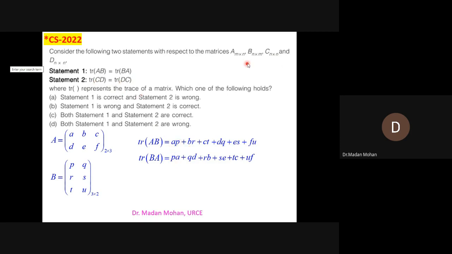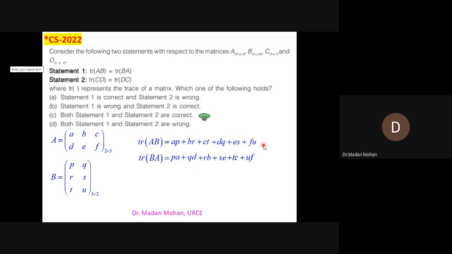By similar logic, AB, BA, whatever the orders may be, the orders are different, M to N, N to M, automatically the traces are the same. Here, replace M with N, still it is right. I checked for M cross N. When you replace M with N, still it is right. Got the meaning? So, statement 2, right or wrong, please? Correct, sir. Both are correct.